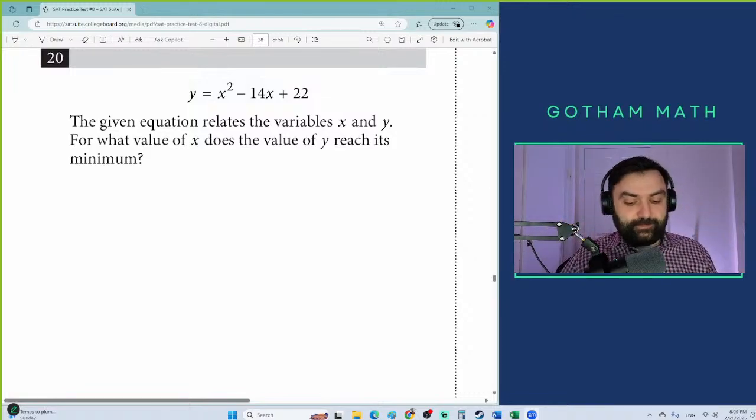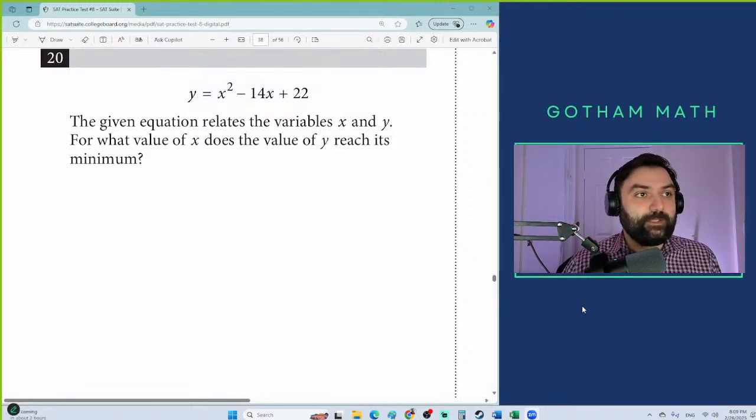All right, guys, let's do it. Question number 20. So, like I said, I'm gonna break down everything to molecules. So, I'm looking at the quadratic equation. I recognize that it's a quadratic equation the moment I see it. It's not even a question.